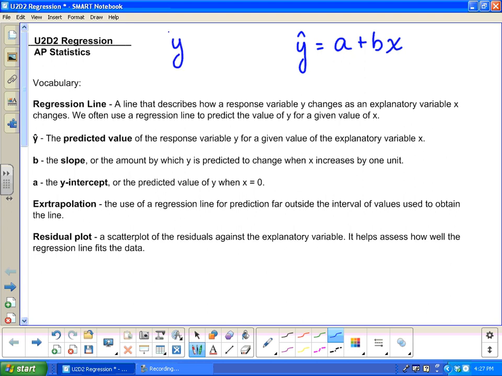All right, let's talk about all these different things. Y hat is going to be your predicted value. This is like your y, from the given data.